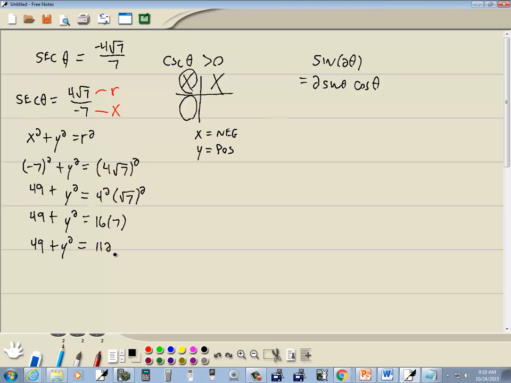6 times 7 is 42. 2 carry the 4. Okay. And then take the 49 over. So we've got 112 minus 49. So we've got y squared is equal to 63, I think. Yeah, 63. Okay. Then square root property, we drop our squared. Put a plus or minus square root on the other side.